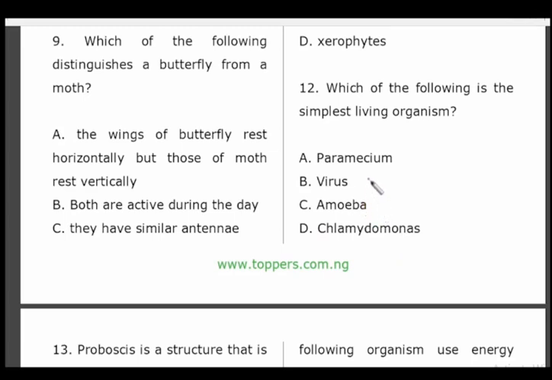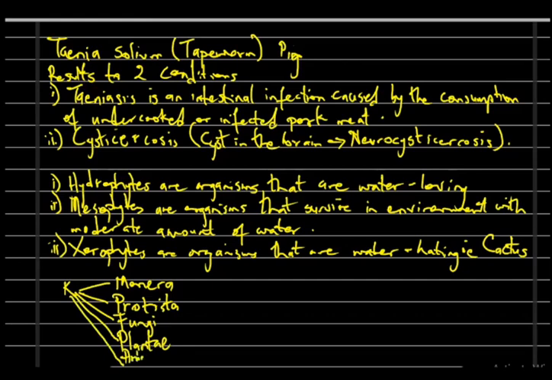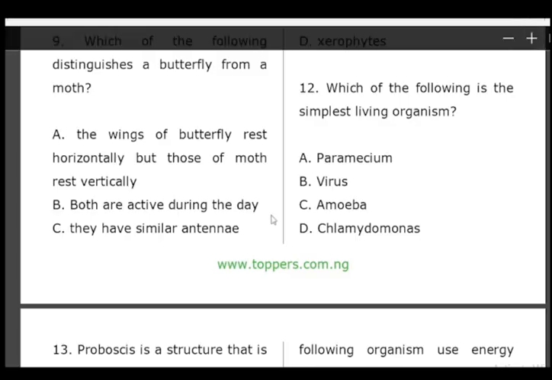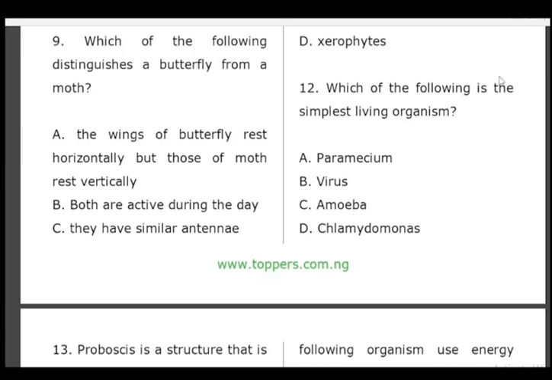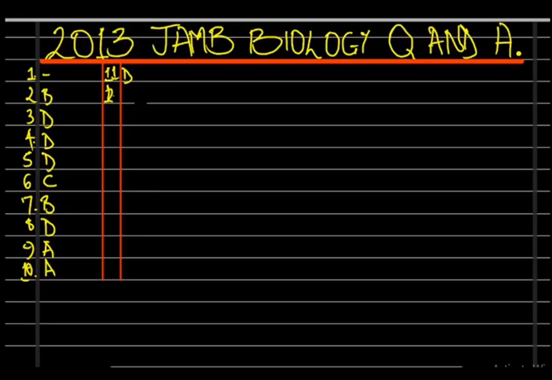We have different classifications of organisms when we talk about their kingdoms. So basically we have 5 kingdoms. Let me put them this way. 1, we have monera. 2, we have protista. 3, we have fungi. 4, we have plantae. And the last one, the 5th one, is kingdom animalia. So amoeba falls into this group, which is the monera. So the paramecium, virus, and chlamydomonas are found in other groups. So the one with the simplest classification is the amoeba. So that is option C.